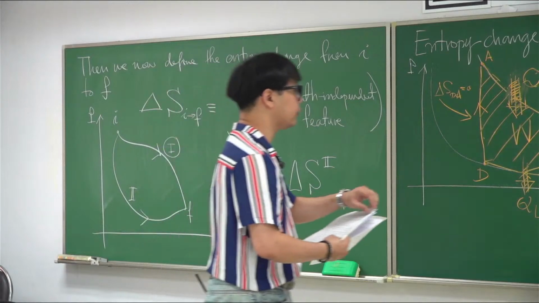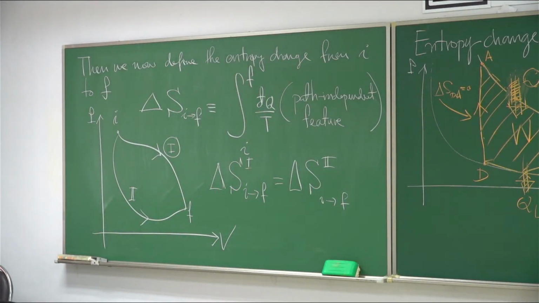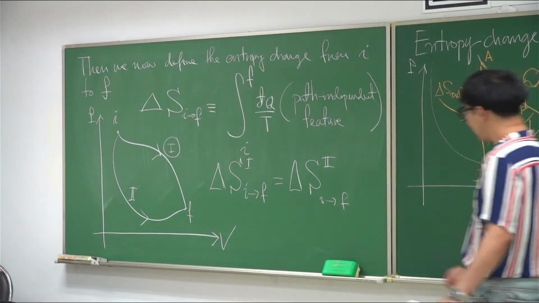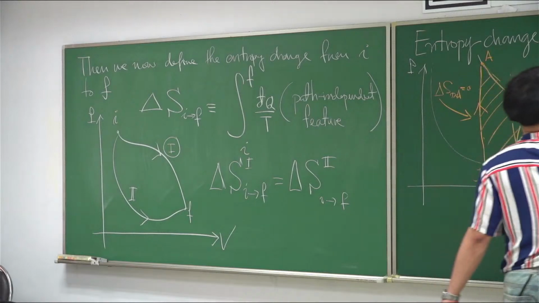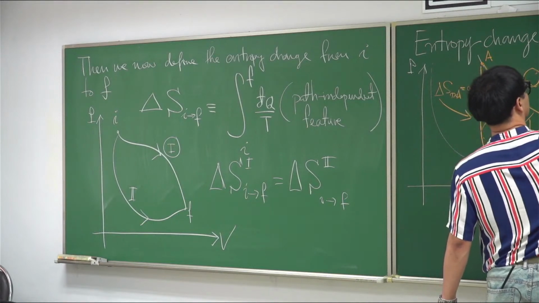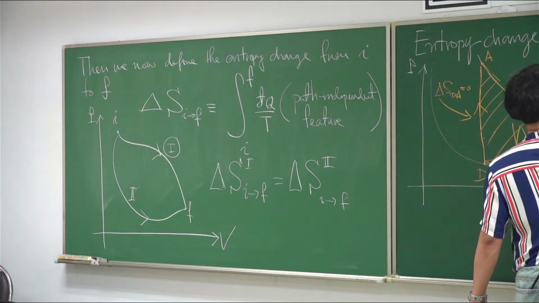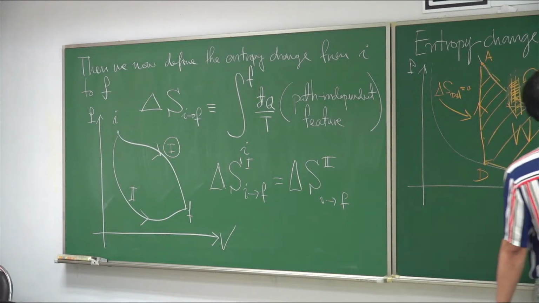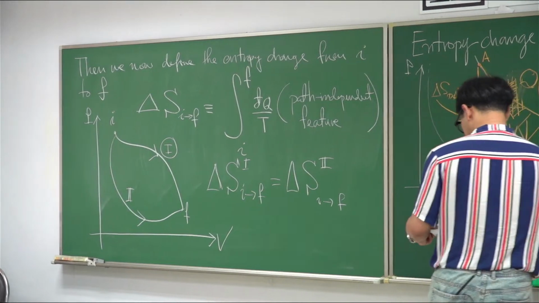So before we move to the case of a reversible process, let me recap again. For any reversible process, the entropy change is 0. All right, okay. This is the highlight of this one. So next we're going to consider the irreversible case.